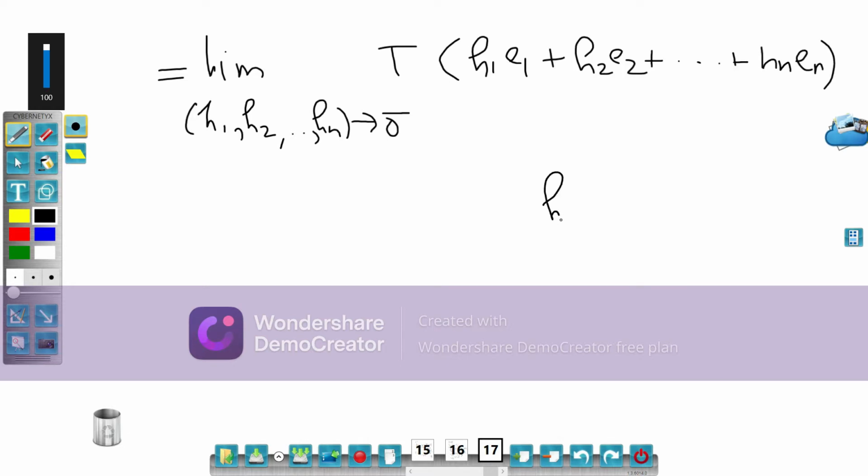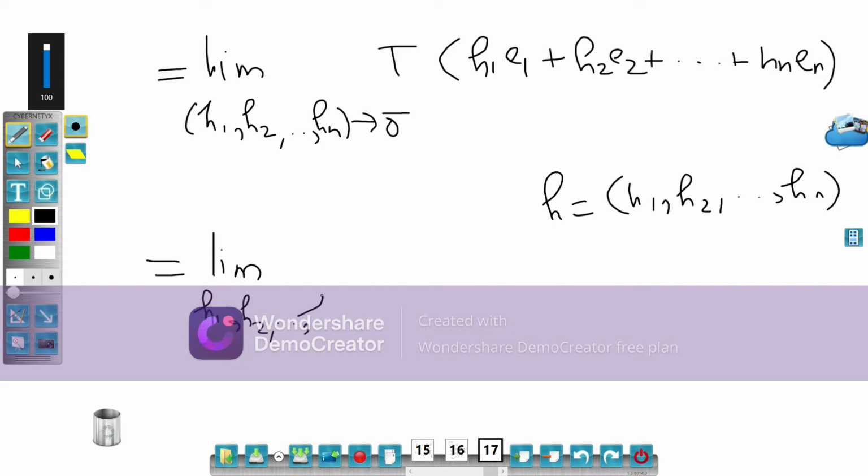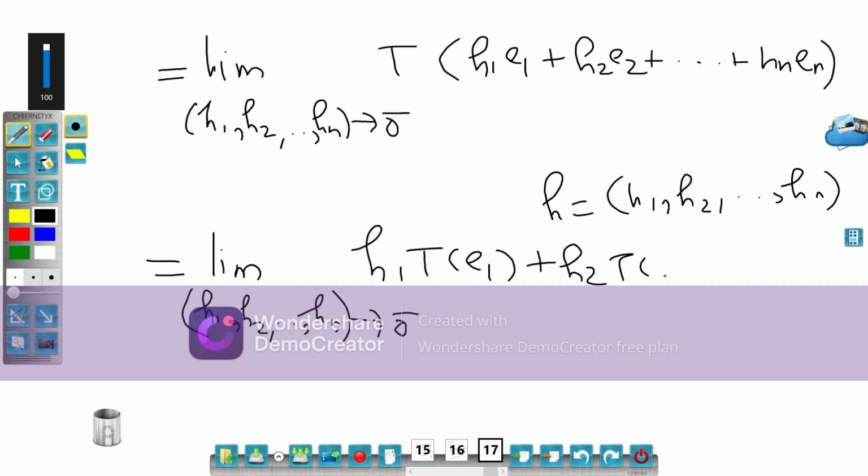You should know that h is equal to (h1, h2, ..., hn). And now since T is a linear transformation, this is equivalent to saying that (h1, h2, ..., hn) goes to the zero vector. So this is equivalent to saying h1 T(e1) + h2 T(e2) + ... + hn T(en), using that T is a linear transformation. This limit will go to 0 because h1 to hn go to 0.